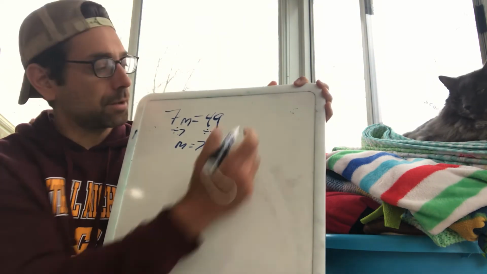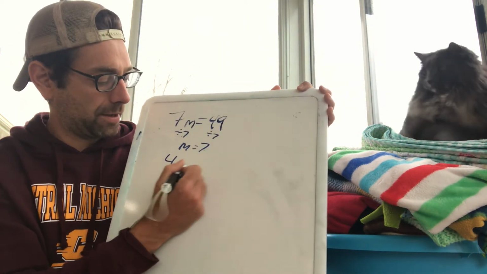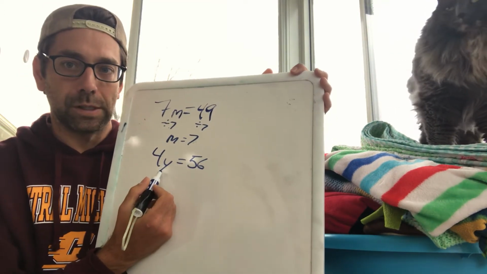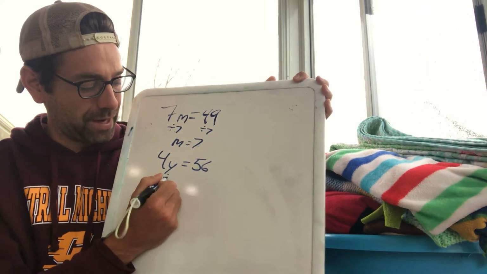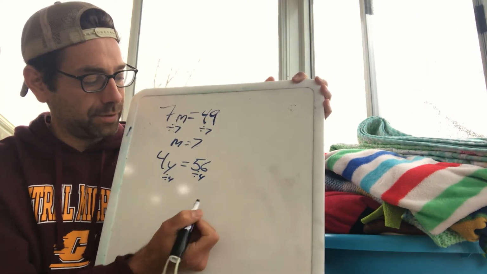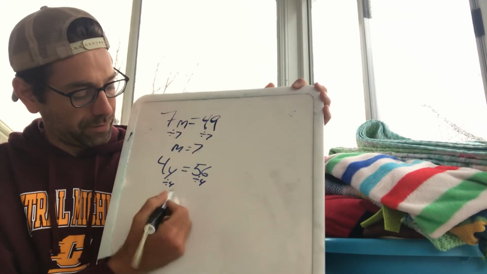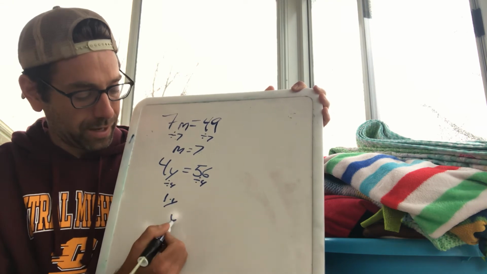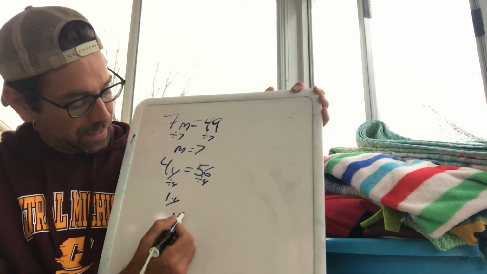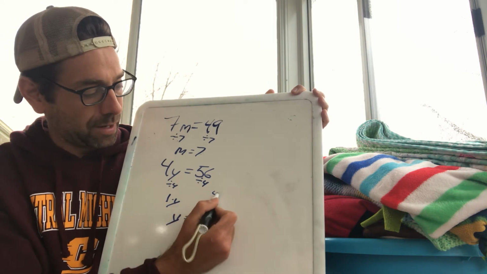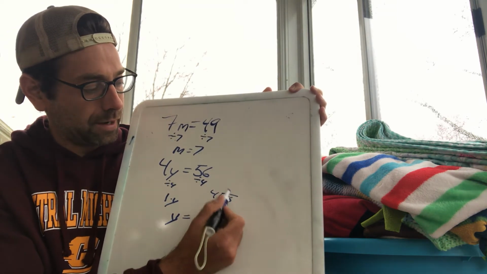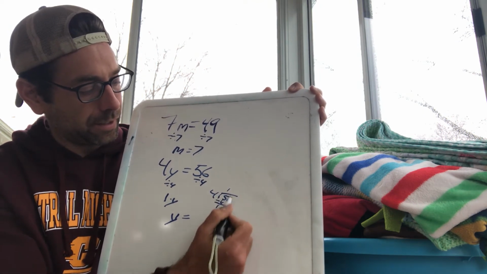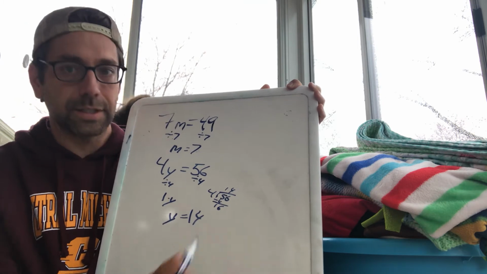All right, let's try another one. So if I had like 4y equals 56, what times 4 would give me 56? Well, I don't know. So I'm going to divide both sides by 4. And if I divide both sides by 4, I'll have my answer. 4 divided by 4 is 1, and that's times y. Well, 1 times y is just y. All right. And then I have 56 divided by 4. That's a problem I have to work out either on a calculator or over here on the side. All right, I could divide those. All right, I got 14.